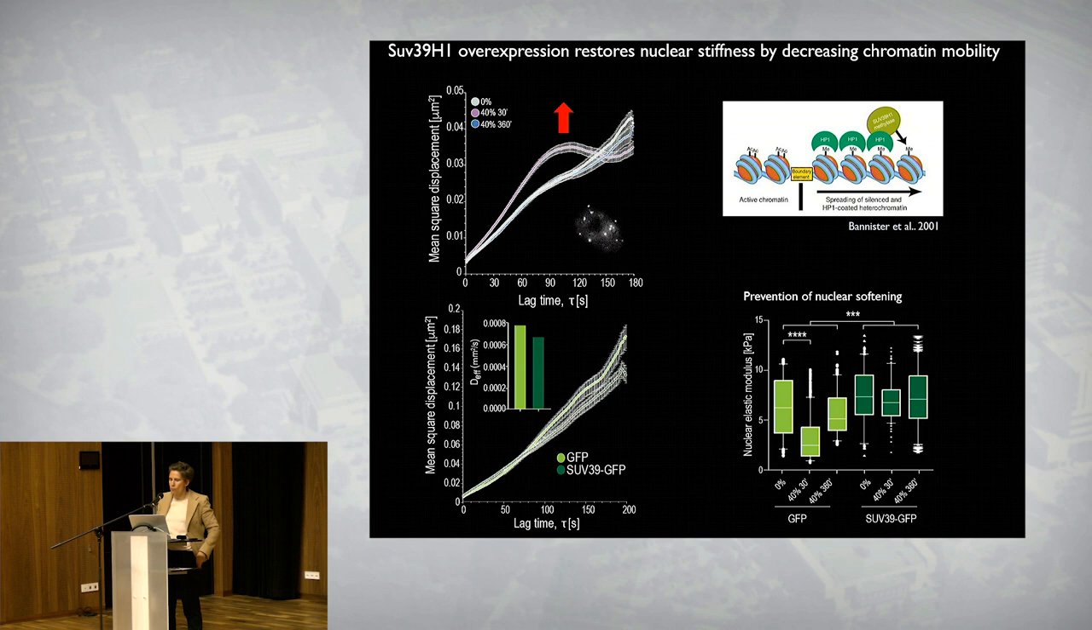And to ask if this K9 change is causative to the change in the nuclear and chromatin rheological properties, we did a sledgehammer approach where we overexpressed the methyltransferase that is responsible for catalyzing this methylation.